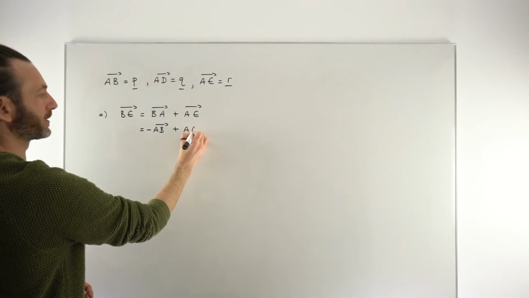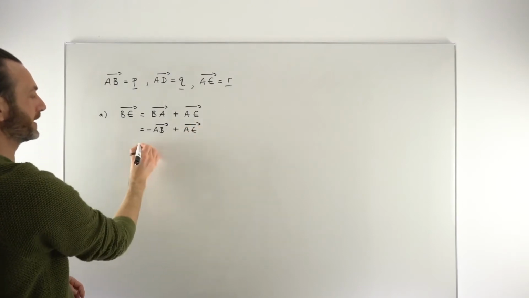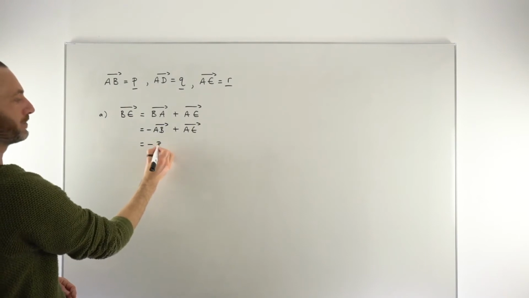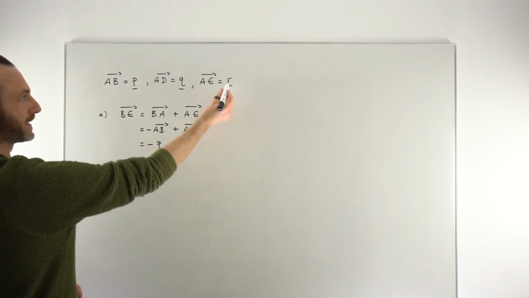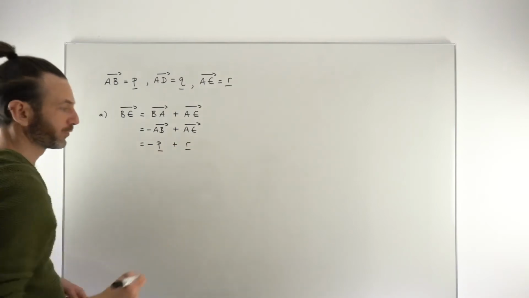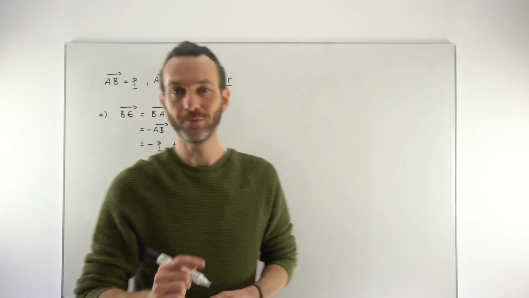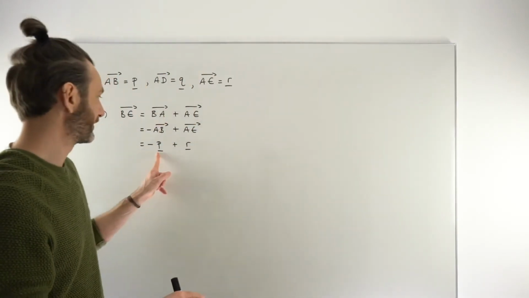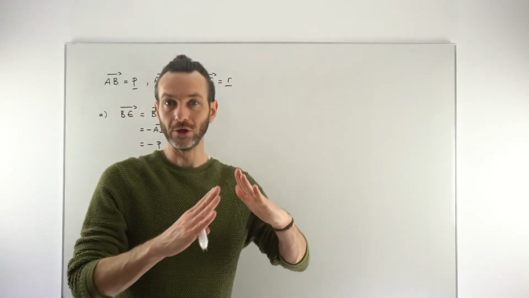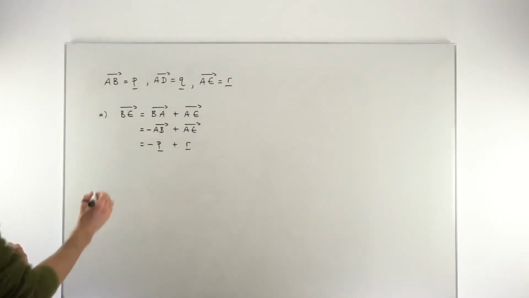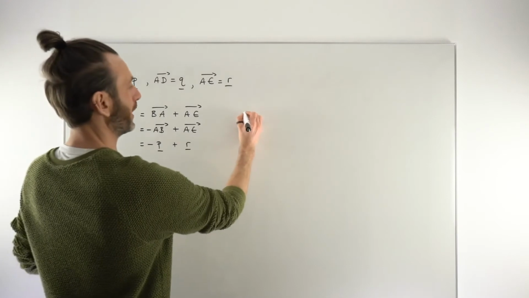I'm just going to leave that as uppercase letters for the time being. So A to B we know is P, so this is going to be minus P, and then we're adding to that A to E, which in terms of P and R is just little r. So really all that is saying is you start at point B, you go along to point A, which is the vector negative P, and then from point A you go up to point E, which is the vector r, just like that. So pretty typical vector pathway.